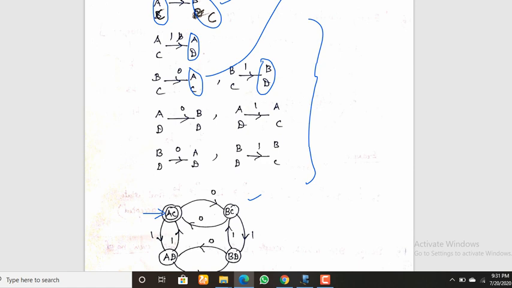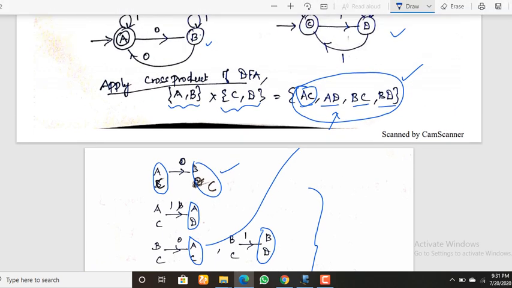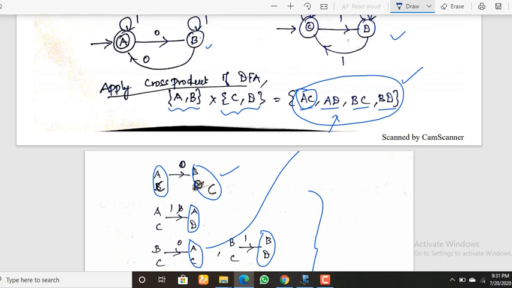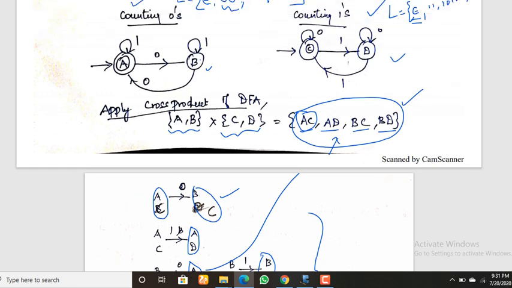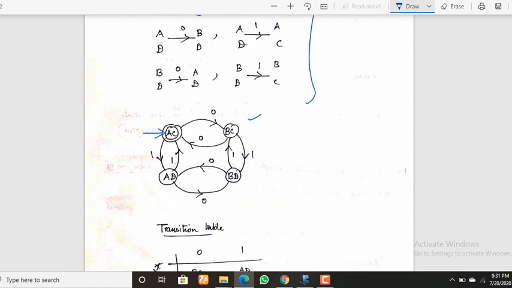So then A on receiving 0 moves to B. C receiving 0 moves to C. Okay, so yes, it is right. B receiving 0 moves to A. C receiving 0 stays in the same state, then C receiving 0 moves to C. Yes. Okay. So everything has worked perfectly.